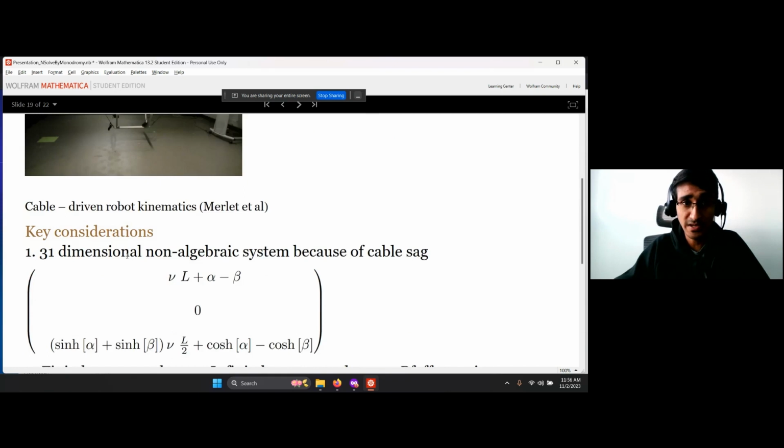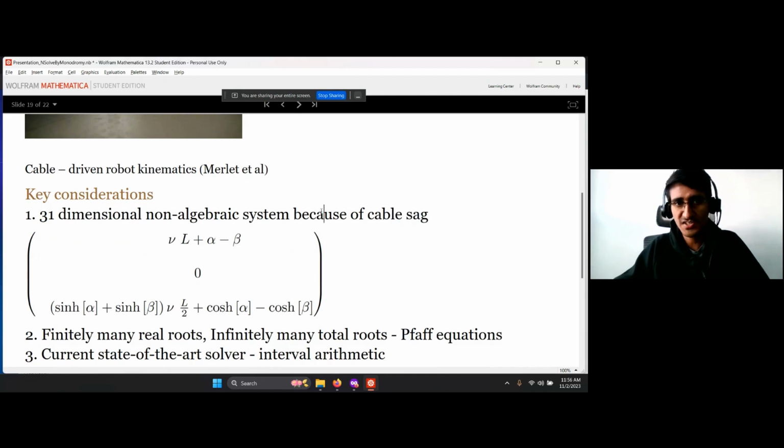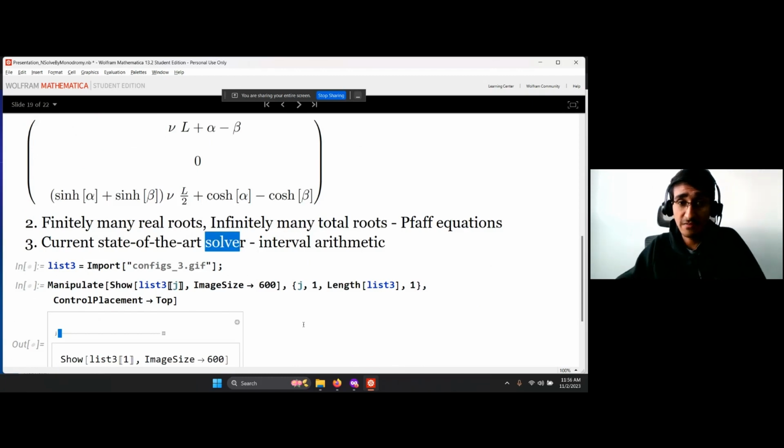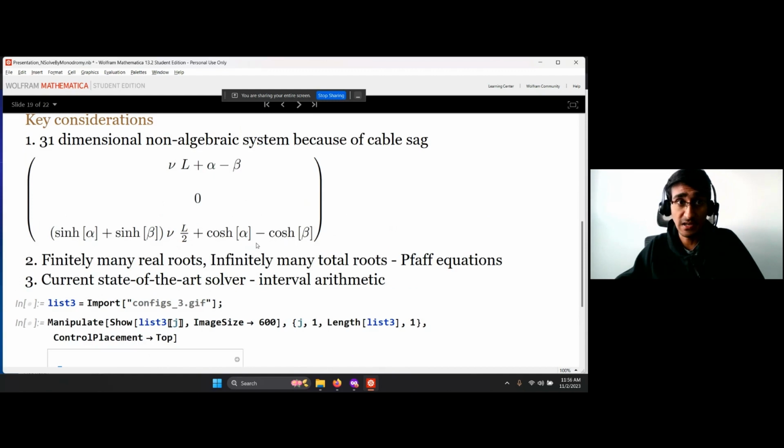And it's a 31-dimensional non-algebraic system because of the cable sagging. The reason why it is non-algebraic is because it has both algebraic and exponential parts. I have shown a sub-portion of the equations here. Alpha and beta occur algebraically as well as in terms of hyperbolic sine and cosine functions. And we did better than the state-of-the-art solver using interval arithmetic, and we increased the number of solutions significantly, up to 50% in some of the test examples.